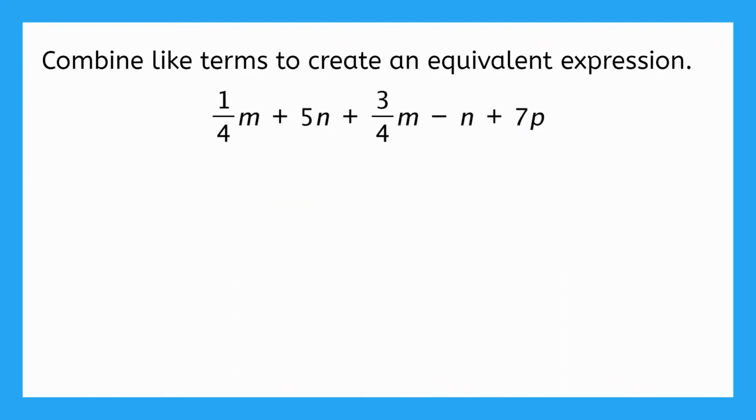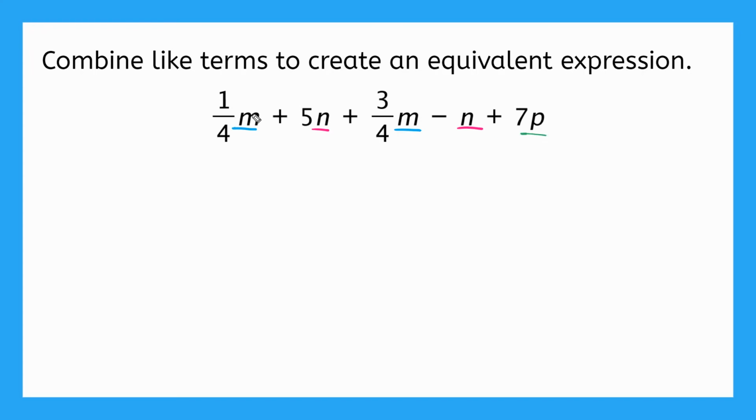So again with this one, we're going to combine like terms to write an equivalent expression. But what do I have here? There's some fractions for coefficients. And how many different variables do you see? I see 3, I see an m here and an m here. I see an n here and an n here, and I see p right here.